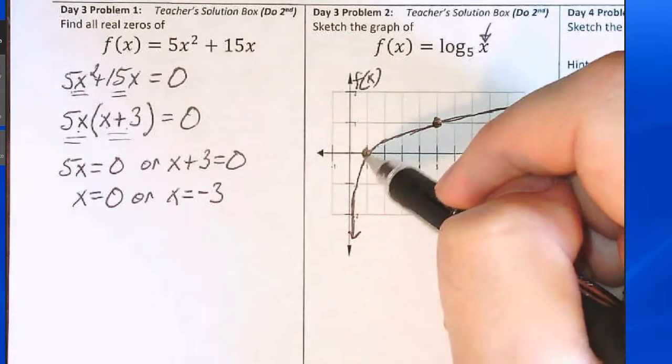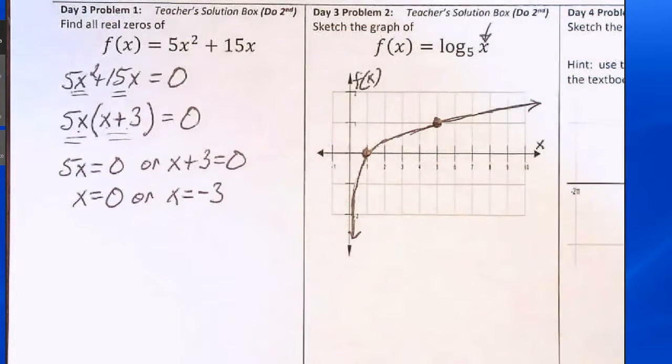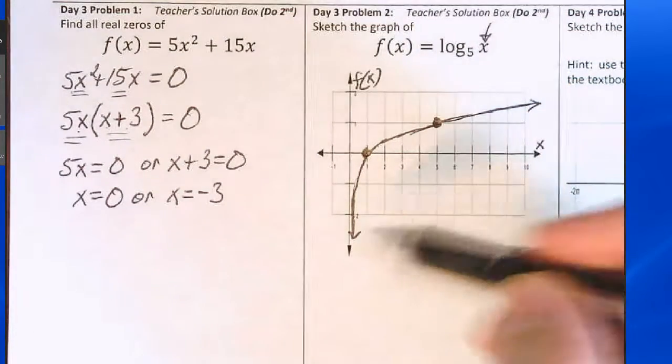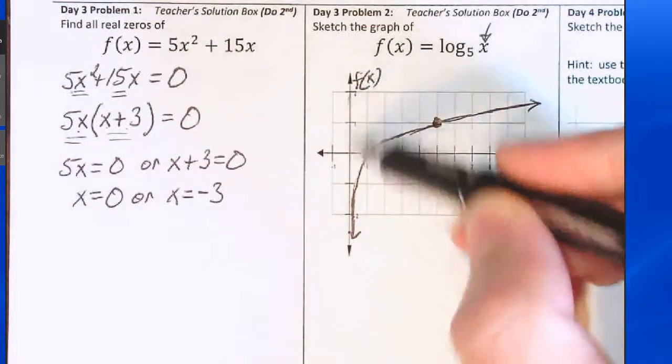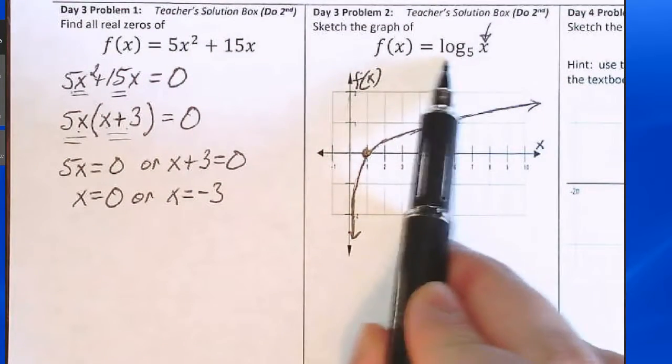When you squeeze up close to a line, that line is called an asymptote line. In this case, the asymptote is the y-axis. So here is our graph of this logarithmic function.